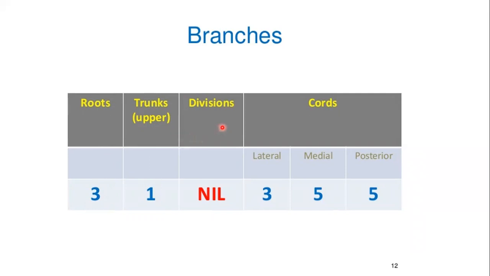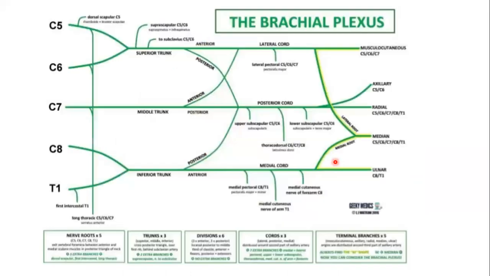Then no branch arises from any of the divisions. And then we have got the cords, the lateral, medial, and the posterior cord, from which the branches arise. Respectively, there are basically three branches arising from the lateral cord, 5 branches from the medial cord, and 5 from the posterior cord. Okay, you can see in this diagram we have got 5 roots, C5, C6, C7, C8, and T1. And from here you can see the three branches arising.